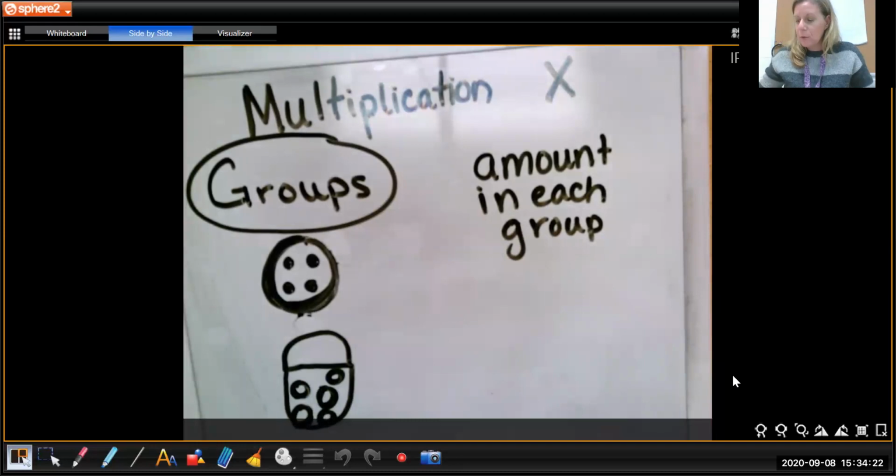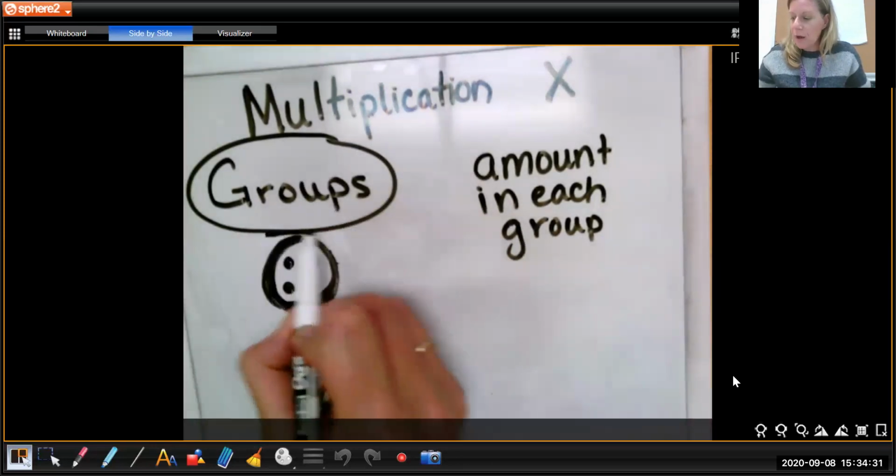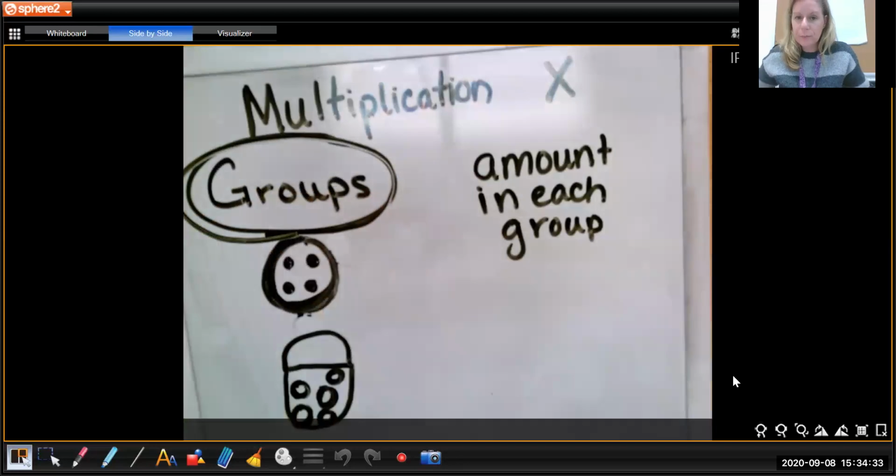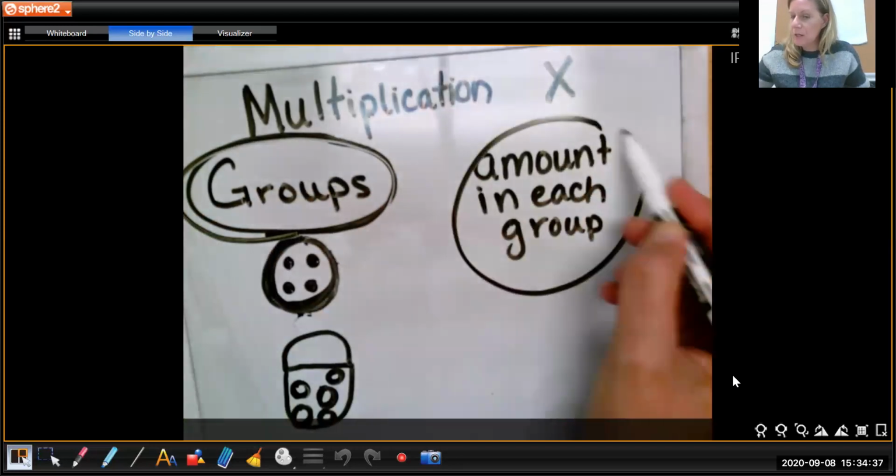Okay, so if you could write this down or make your paper look like mine, know that multiplication is when you have groups and you need to know the amount in each group.